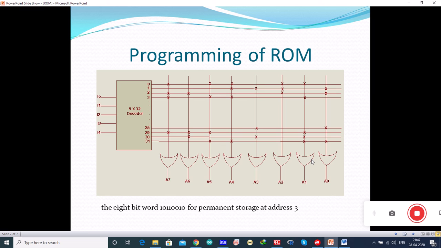In the next lecture, we'll see how we implement a combinational circuit using a ROM. That is, how we design a combinational circuit by using a ROM.